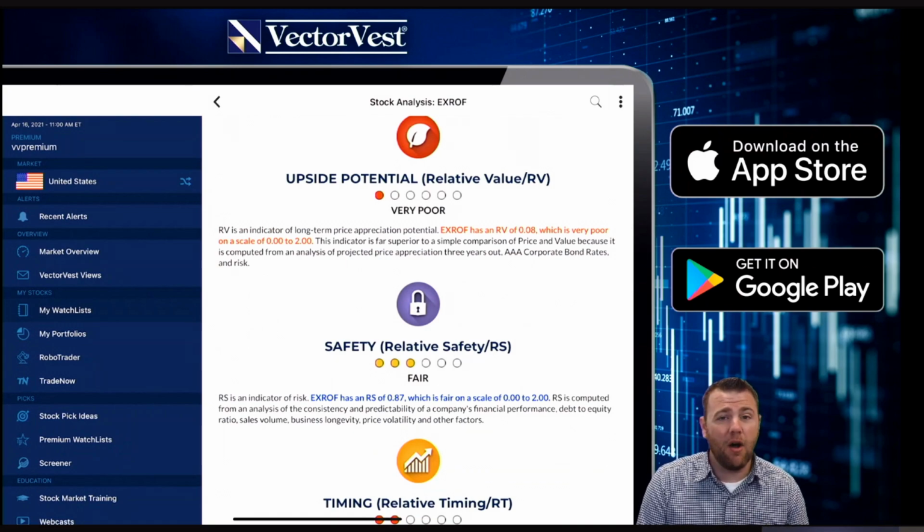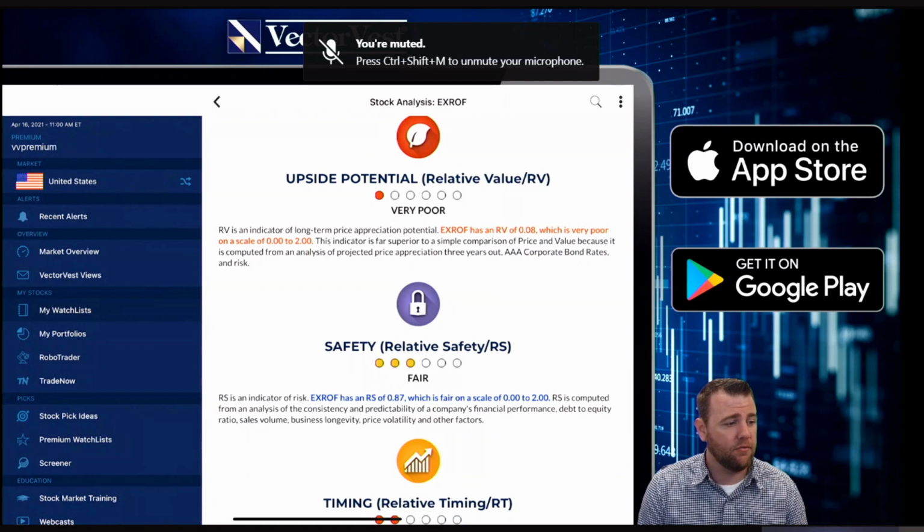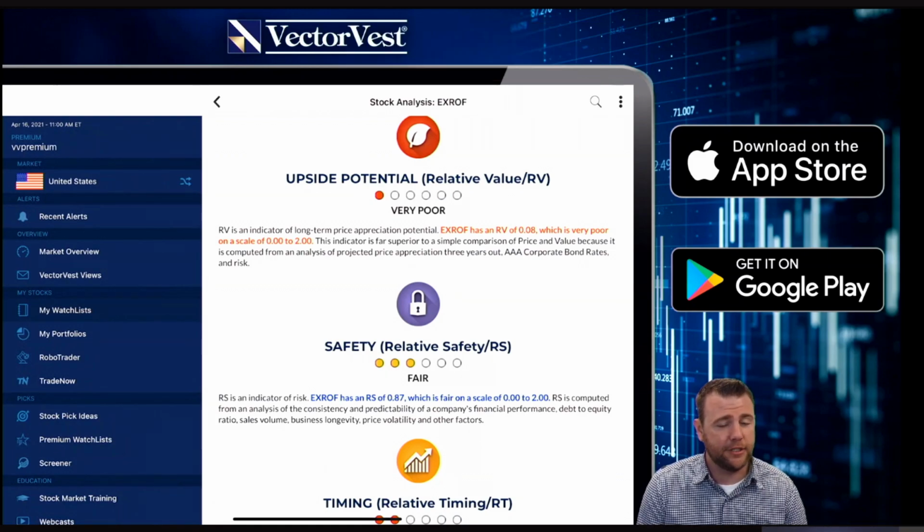The first one is the RV, or relative value. Now, the relative value is looking at the long-term price appreciation potential of a stock over the next 1 to 3 years. It's taking into account things such as price and value from AAA corporate bonds, risk involved with it, prediction or price analysis, projection prices, all of that. So really giving you a forecasted look at the stock on how it should fare compared to a AAA corporate bond over the next 1 to 3 years.